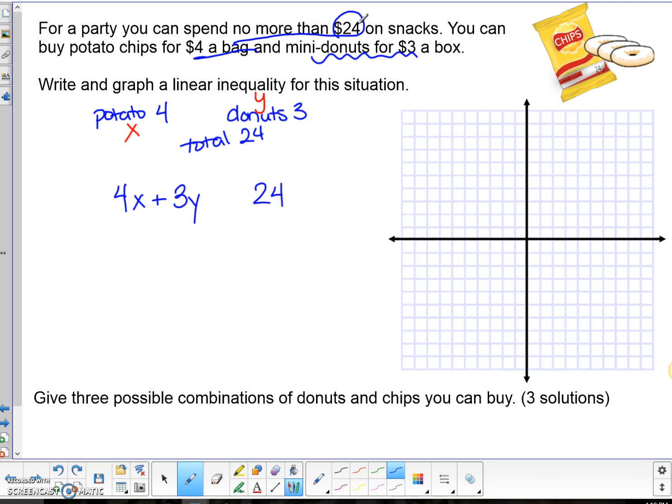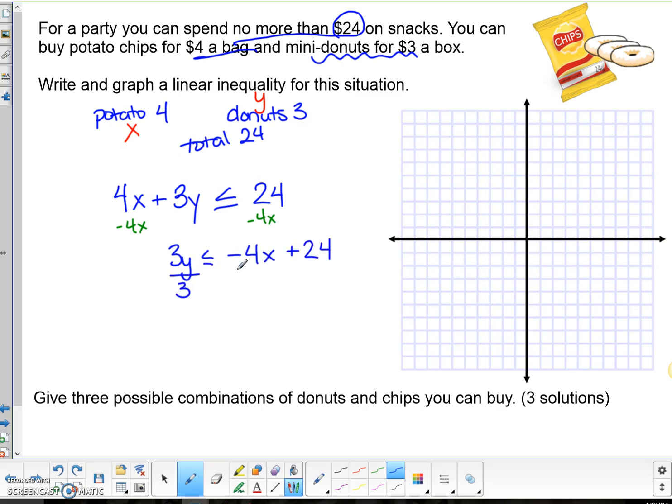Now I can spend no more than 24. So that means I can spend less than or equal to $24. There's my written inequality. That's the first answer to my problem. Now I need to graph it. So I need to get my y variable by itself. I'm going to subtract 4x from both sides. 3y is less than or equal to negative 4x plus 24.